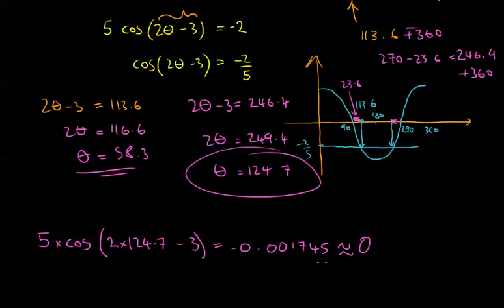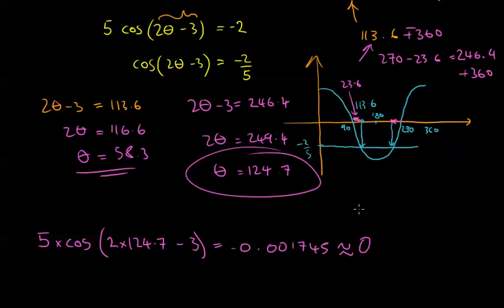The reason why it's not exactly 0 is because we rounded this answer on our calculator to 1 decimal place. If we used more decimal places, then we would have got a better answer. But there you go.